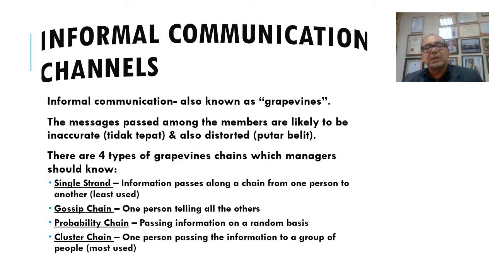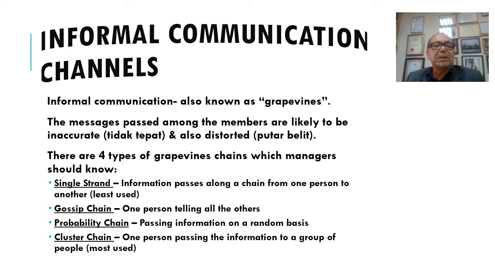There are 4 types of these grapevine chains which managers should know. As a manager or as a person in the organization, you should know so that you get the correct information. You don't use the grapevine information to make decisions. Then it's very bad for the company, because you made a wrong decision because you got wrong information. So be careful of this grapevine information.